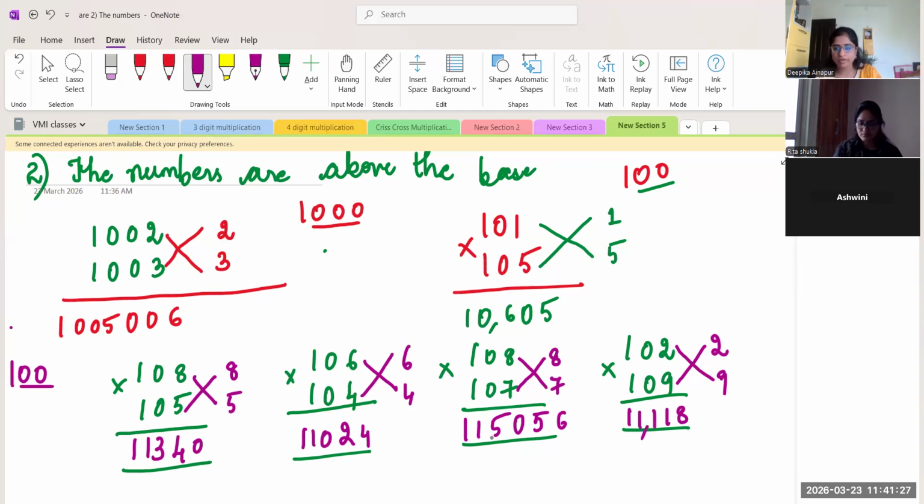So in a simple way we calculated the answers. Here no need of 0, I just added a 0, right? That's wrong. Yeah. 108 plus 7 is 115. That's it, okay? So it will be 11,556. Here 11,024, and 11,180, right?